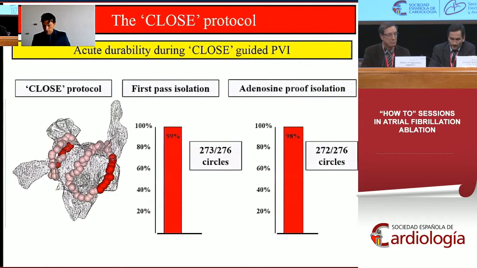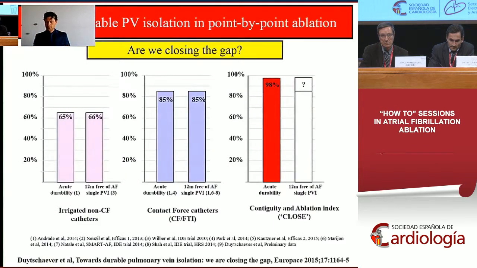What are the results? The acute durability after close-guided PVI is close to 100%. And you can do this 200 times, 300 times in patients. You will see the veins are isolated when you finish your circle. And you can give adenosine, and the vein will be resistant to adenosine. It's objective, it's reproducible, and you can check it, it's clear. So with the closed protocol, again, it's transmurality and contiguity, we reach 98% durability.